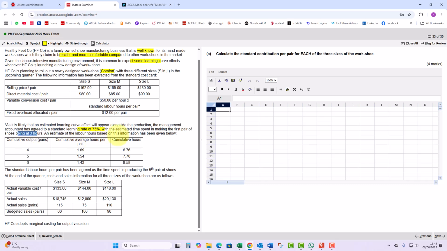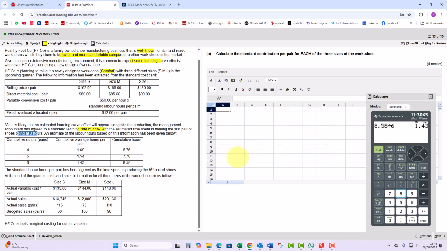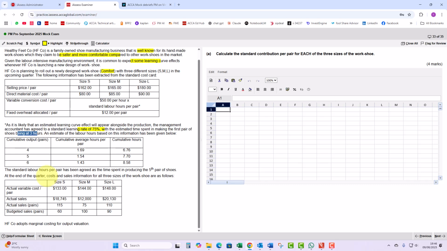An estimate of the labour hours based on this information is given below. So we've got 3 levels of output, 4, 5 and 6 pairs, the cumulative hours, and then the cumulative average hours per pair. This is just to demonstrate the calculation. The cumulative hours divided by the cumulative output gives the average, and I've shown that on the calculator over here. The standard labour hours per pair has been agreed as the time spent in producing the 5th pair.